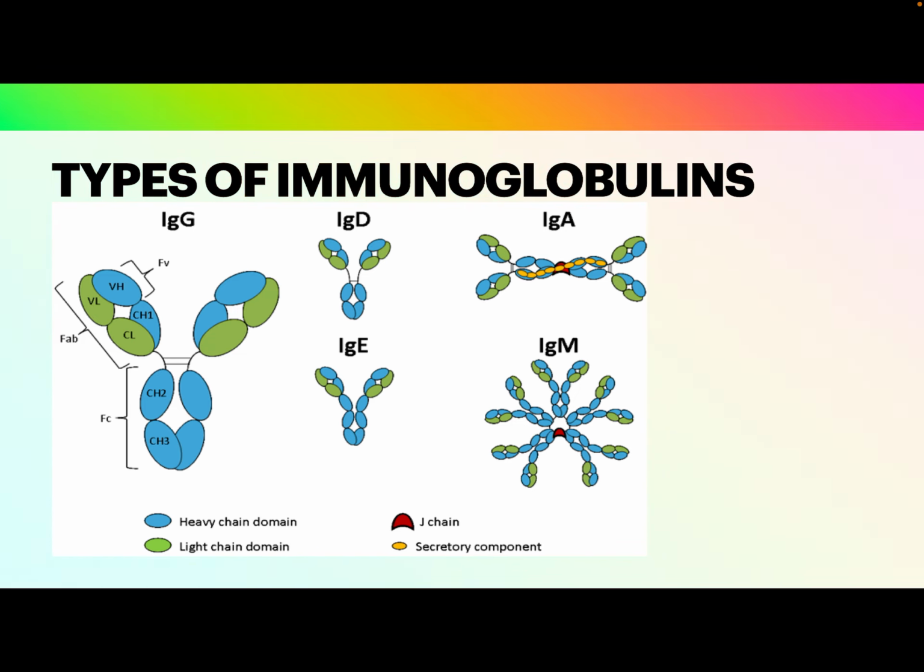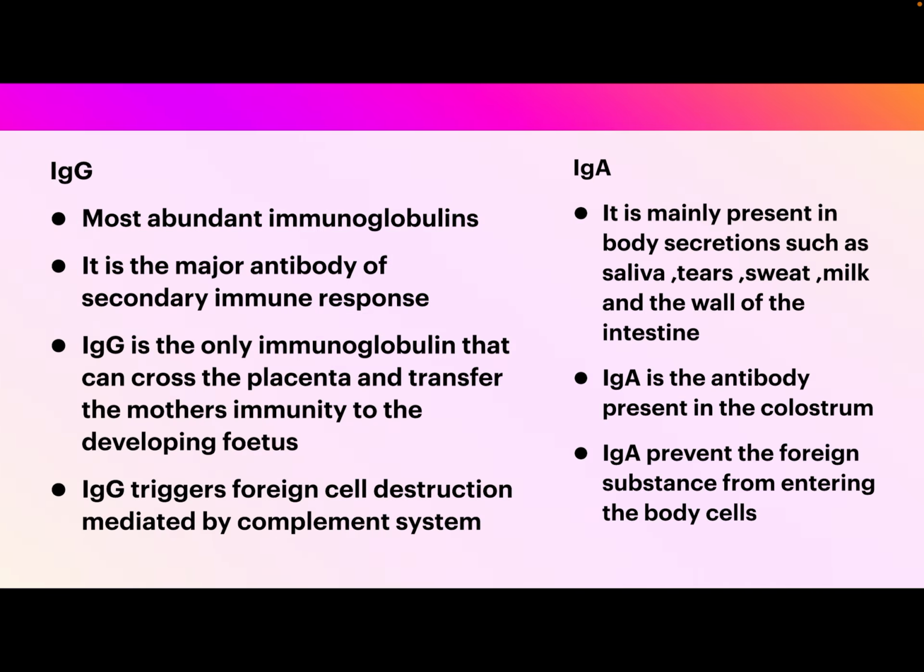In this structure, you can see that IgG, IgD and IgE are monomers. But IgA is a dimer, that is, two monomers joined together by a J chain. And IgM is a pentamer, consisting of five monomer units, in which the monomer units are linked together by a J chain. So that is about IgM.